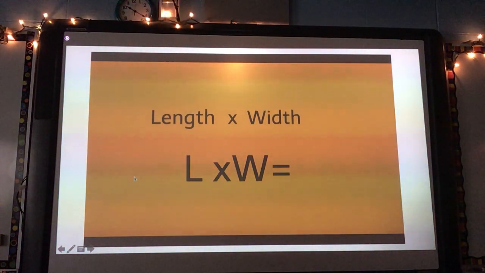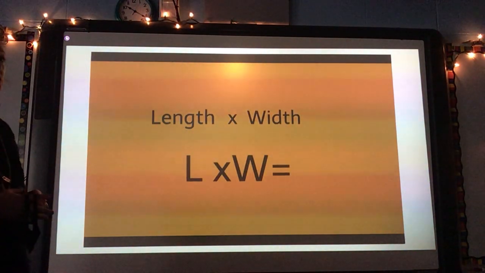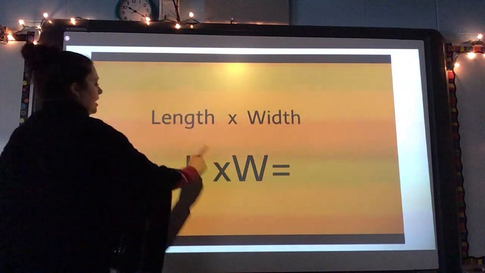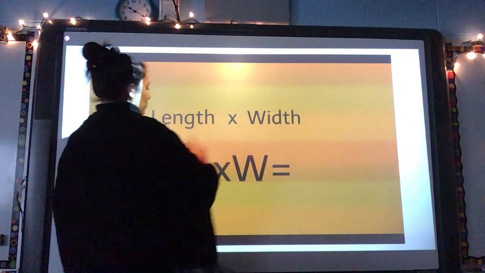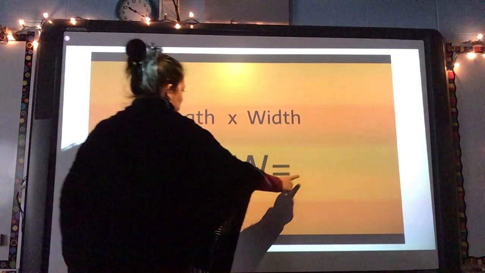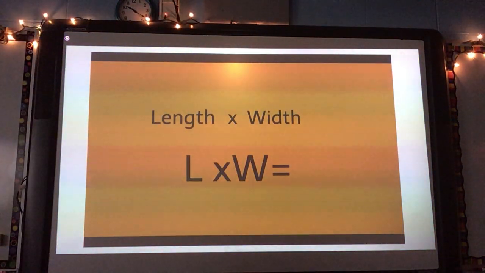Length times width. Now when we're writing formulas in math, a lot of times we use initials. So we use an L to represent length and a W to represent width. And I'm going to multiply those two numbers. If you wanted, after the equal sign, you could put A for area. When you multiply the length times width, that gives you the area.